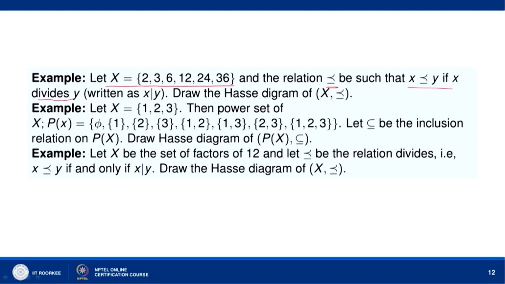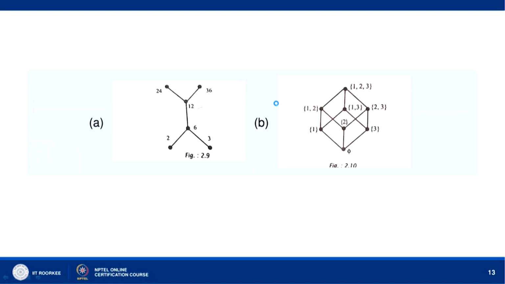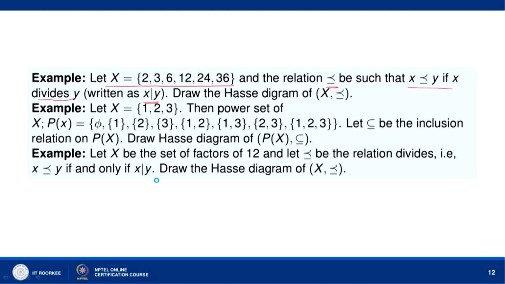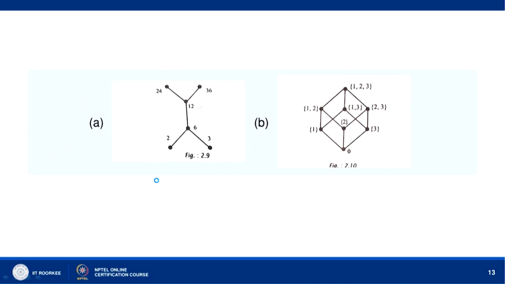So, x precedes y if and only if x divides y, that is the definition. Now, let us draw the Hasse diagram of X. Okay. So, let us see, we have the Hasse diagram of X here. You can see we have the elements 2, 3, 6, 12, 24, 36. So, this is my set X, and we are taking the relation to be divisibility.